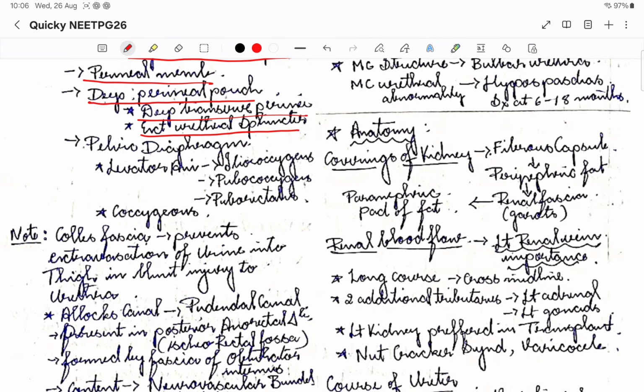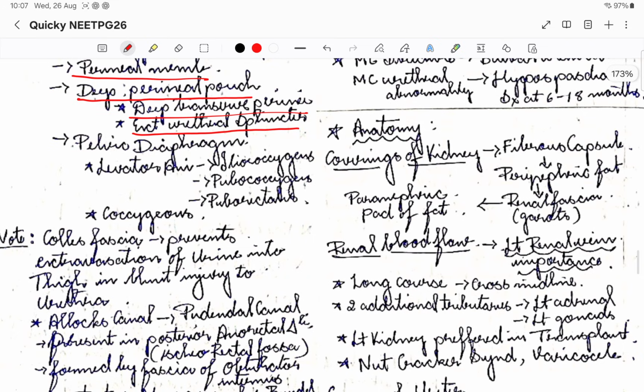The pelvic diaphragm spans both the anterior urogenital triangle and the posterior anal triangle. The inner part after the deep perineal pouch will be the pelvic diaphragm, that is the levator ani and the coccygeus muscle. Levator ani consists of three muscles. Please remember this, it is very important: iliococcygeus, pubococcygeus and puborectalis. This is what forms the levator ani.